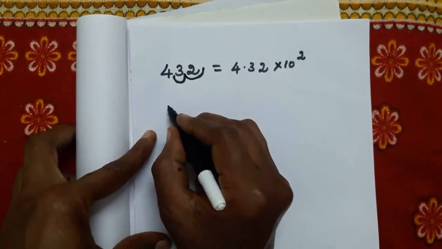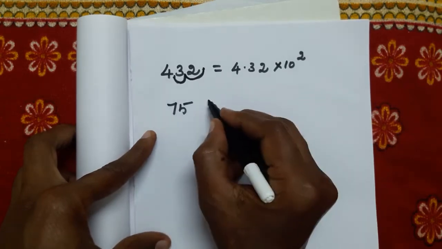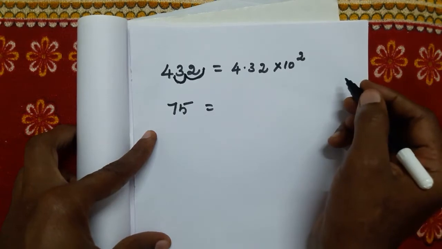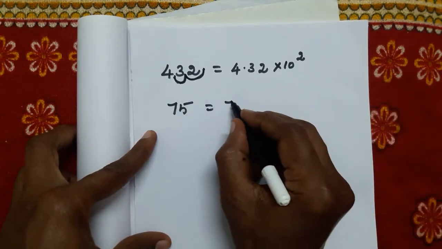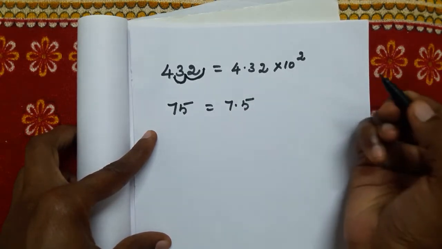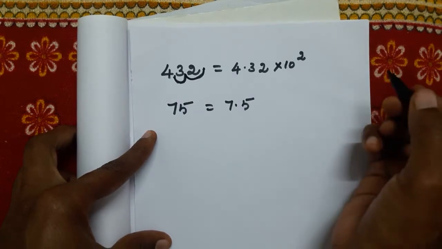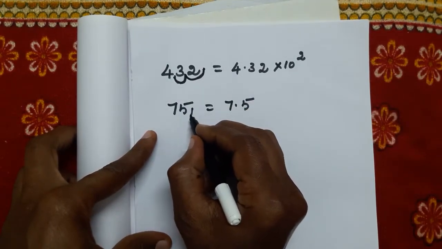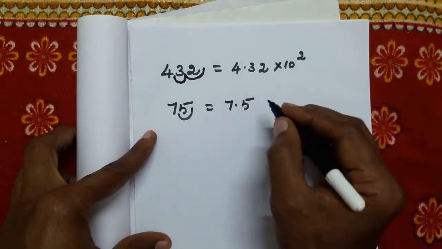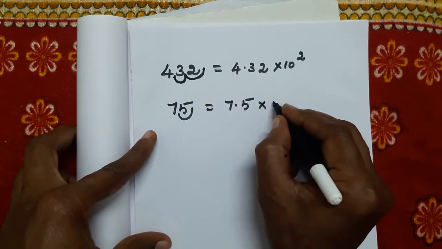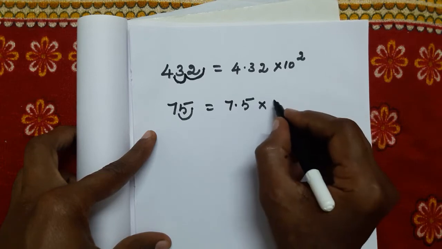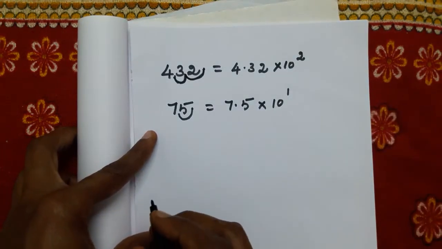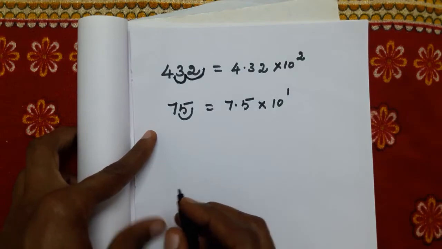Another example: 75. How can we write this? This one also, 7.5. The decimal point is already here. How many digits did we move? Only one digit. So we have to write 10 power 1. Only one digit we moved means 10 power 1.